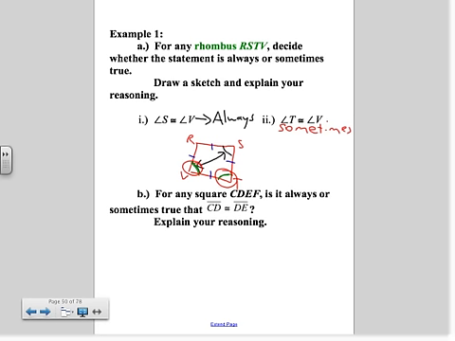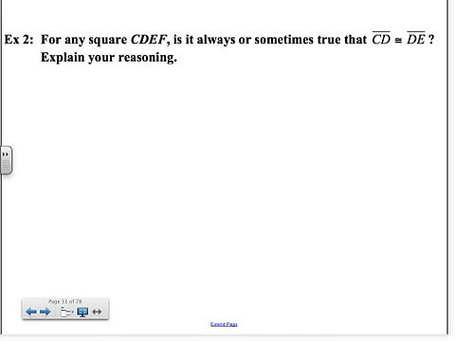Okay, and so when it says, is it always true or sometimes true that CD will be congruent to DE? The answer to that is always true in a square. Because remember, a square is a rhombus, and a rhombus has 4 congruent sides.